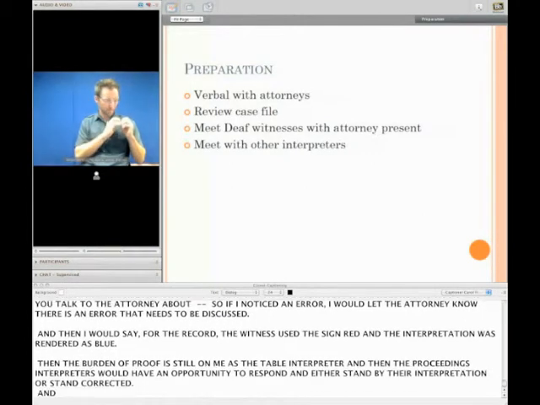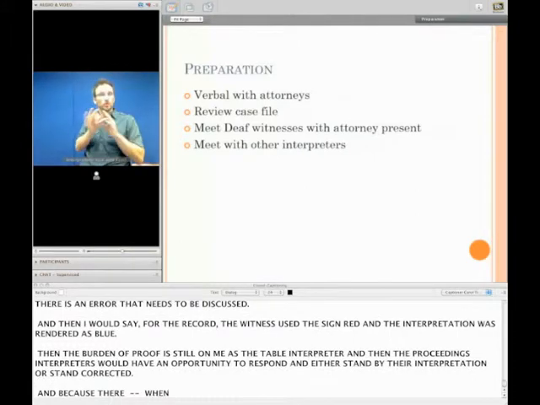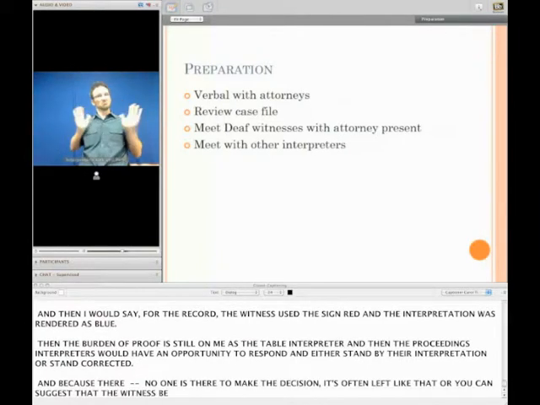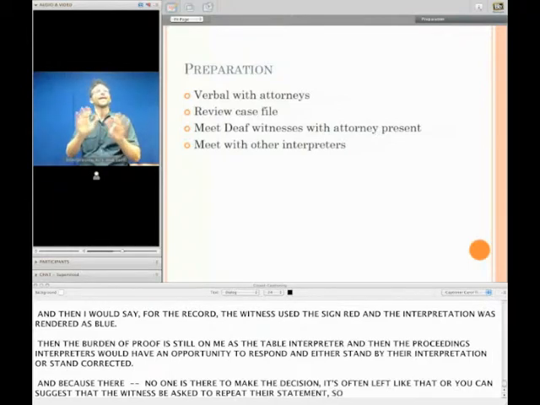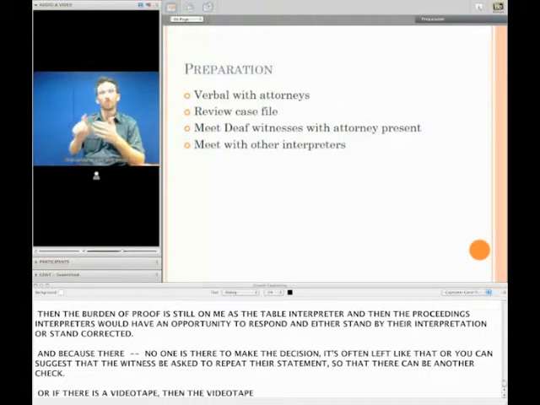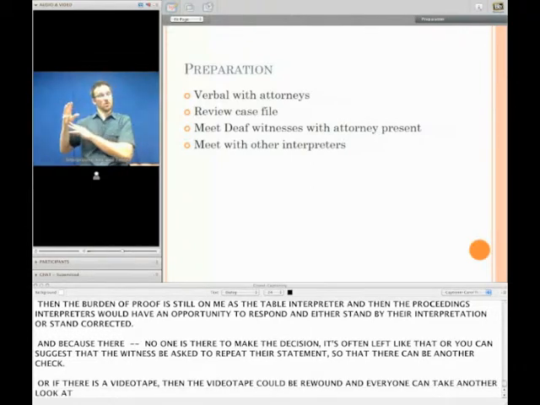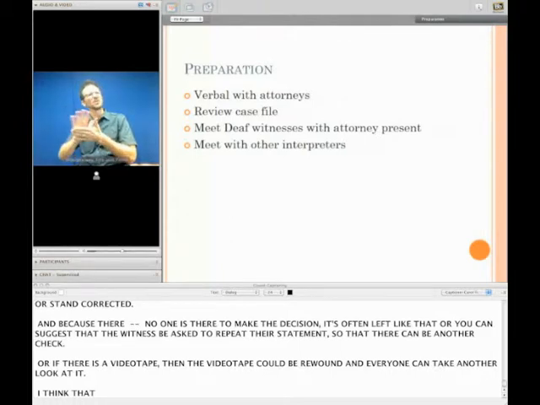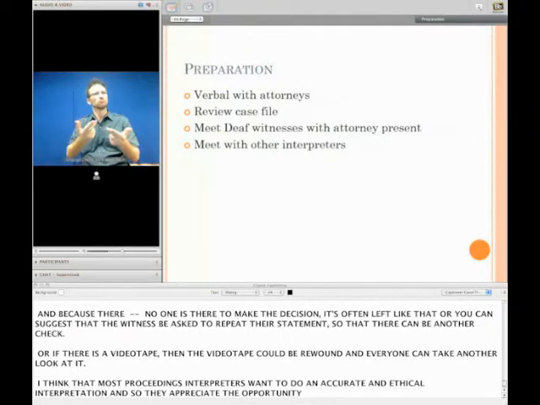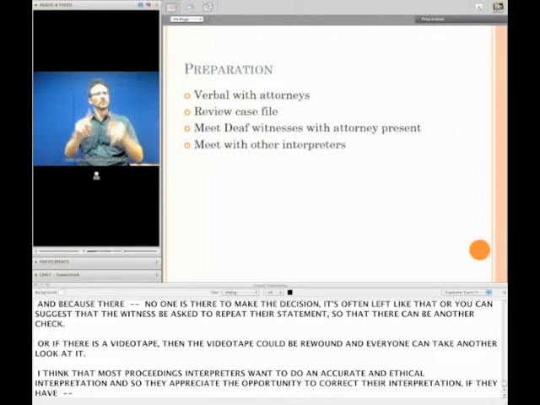And because there's no one there to make a decision, it often is left like that. Or you can suggest that the witness be asked to repeat their statement so that there can be another check. Or if there's a videotape, then the videotape can be rewound and everyone can take another look at it. I think that most proceedings interpreters want to do an accurate and ethical interpretation, and so they appreciate the opportunity to correct their interpretation if an error has been brought to their attention.